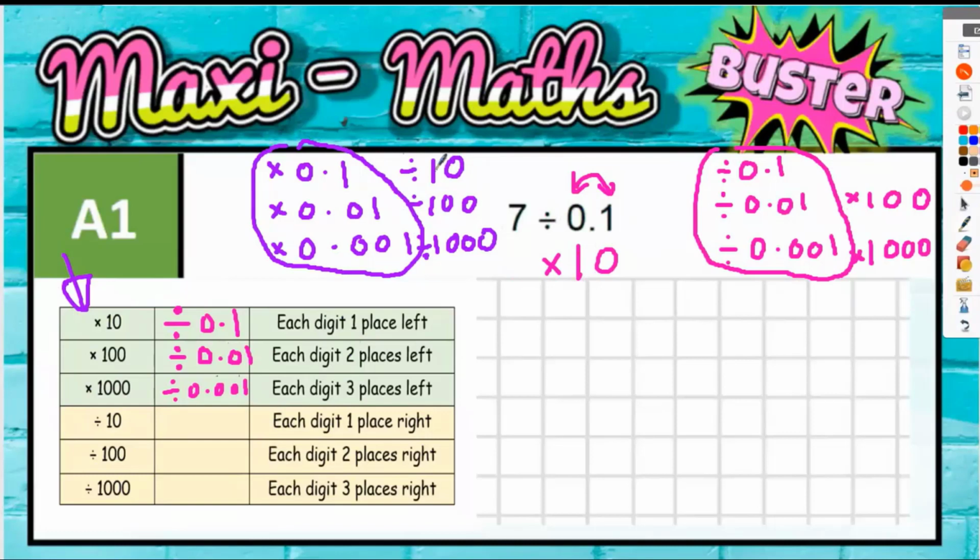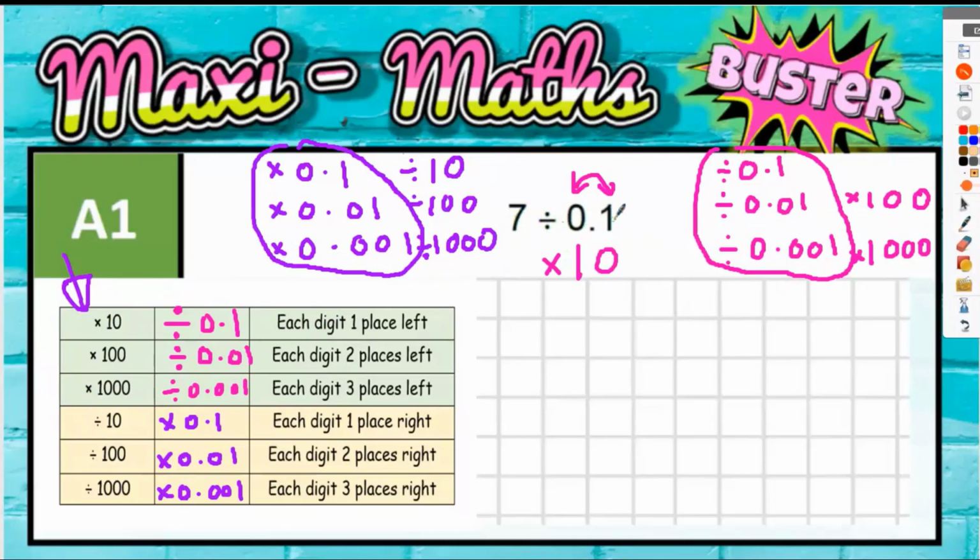So dividing by 10 has the same effect as timesing by 0.1. Dividing by 100 has the same effect as timesing 0.01. And dividing by 1,000 is the same as timesing by 0.001. And then the things that you actually do, moving the places left or right, you can just read it from the table then. So if we're dividing by 0.1, let's go back to our question. It's the same as timesing by 10. So this one's actually got a very easy answer.